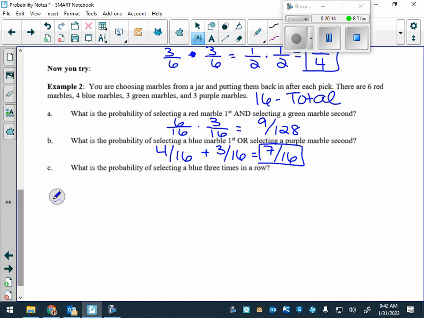So what is the probability of selecting a blue marble 3 times in a row? So what are you doing here? So we're multiplying. Excellent. So there's 4 blue marbles, so 4 out of 16 reduces to 1/4. So we have 1/4 times 1/4 times 1/4. And what do we get? 1/64. Excellent. Good. How'd you guys do with that? Pretty good? All right, awesome.